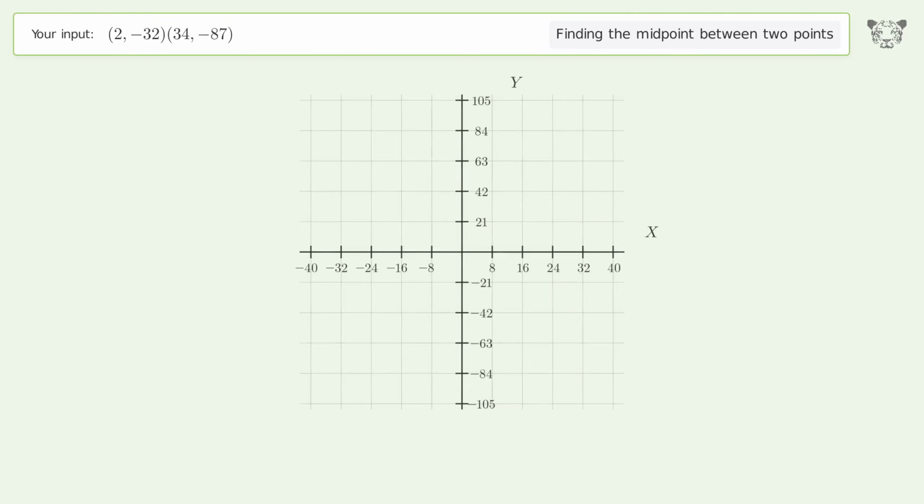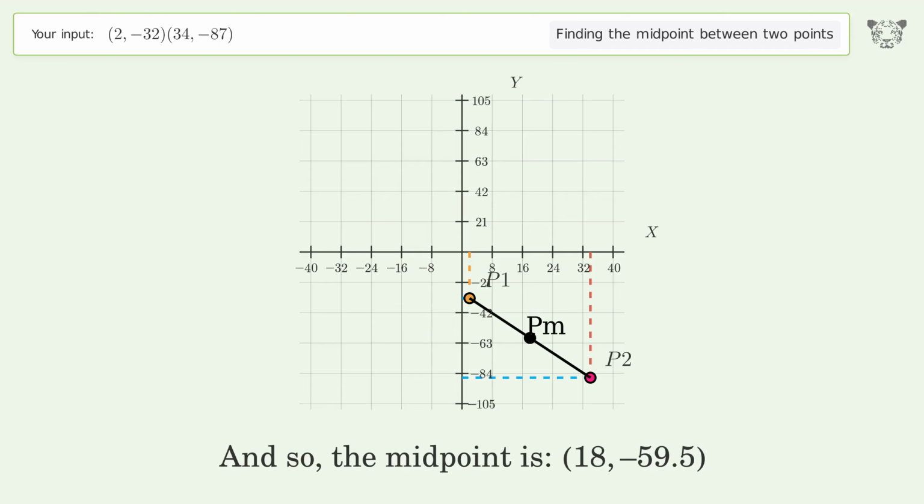And so, the midpoint is 18, negative 59.5.